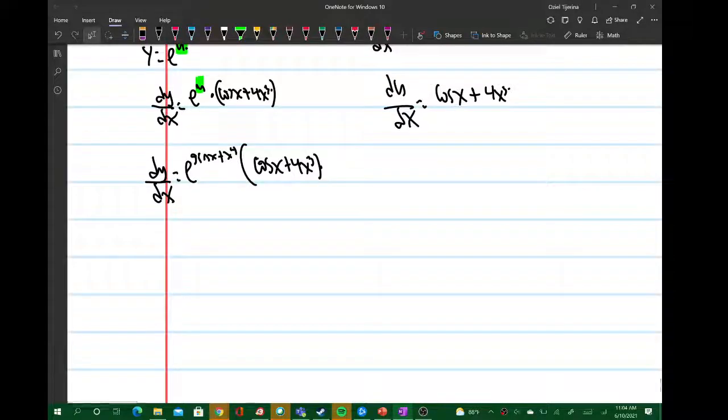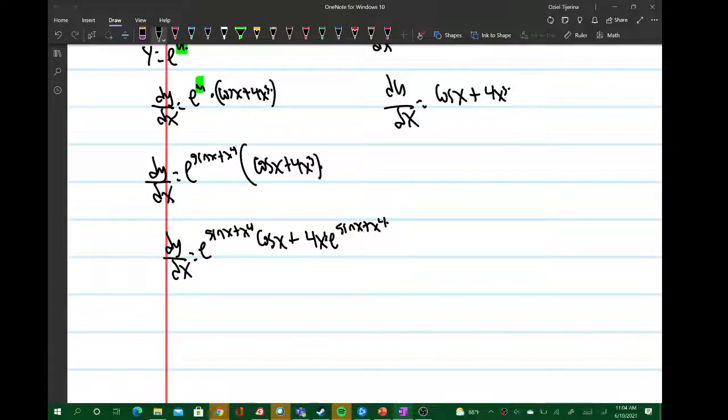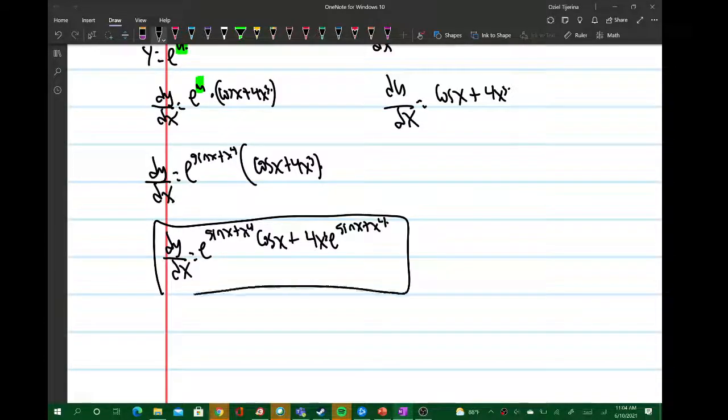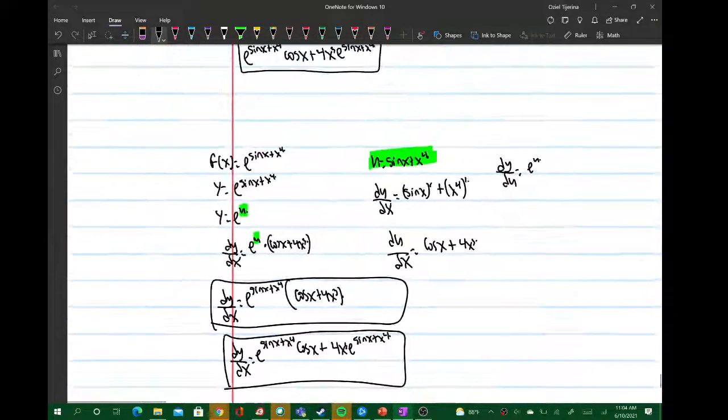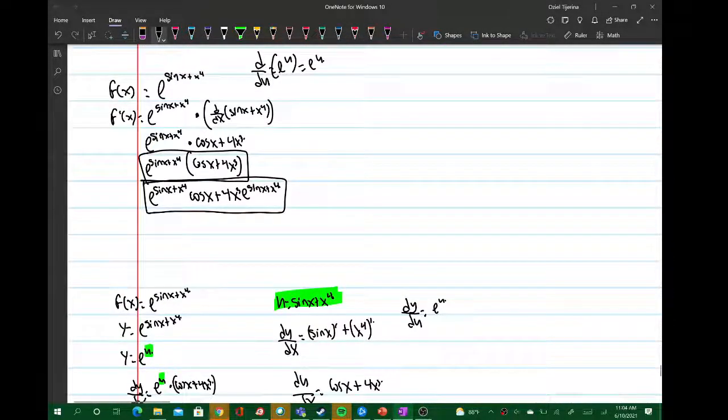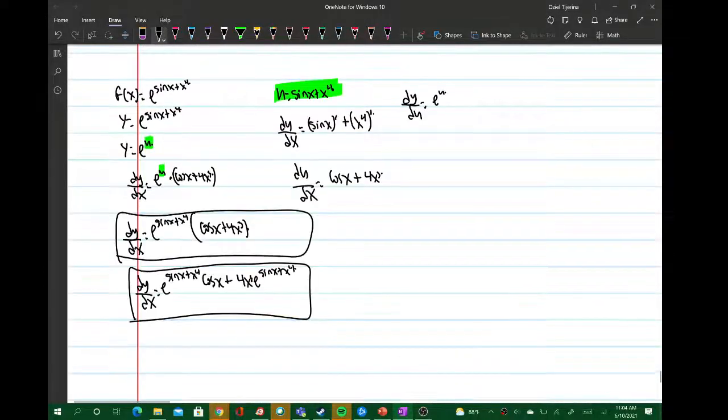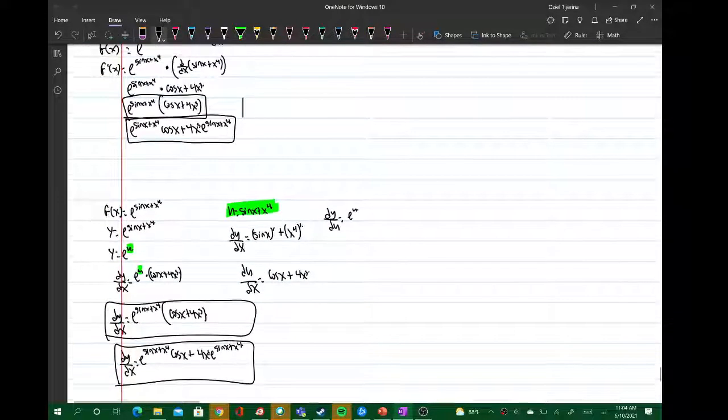And again, you can distribute. You can say that dy dx equals e to the sine of x plus x to the fourth cosine of x plus 4x cubed e to the sine of x plus x to the fourth. Both of these are correct. So if you look at how I did it over here, we got the exact same answer, okay?